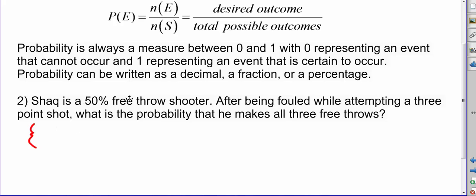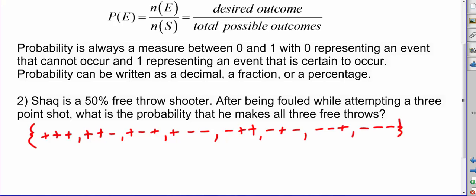The possibilities, since he's a 50% free throw shooter, a make is as likely as a miss. So I'm going to use plus to represent a make and minus to represent a miss. So I'm going to go through and list all the possibilities. So we could do 3 makes, we could do 2 makes, then a miss. We could do 1 make, then a miss, then a make, or we could do a make, then 2 misses, and then I'm going to go to where he starts with a miss, and so on. Our sample space would look like this. These are all the possibilities. Again, the key being here, 50% free throw shooter, so a make is just as likely as a miss.